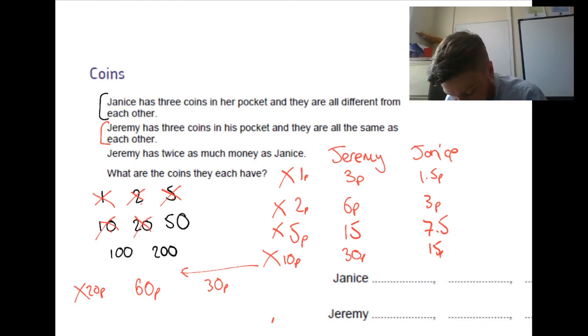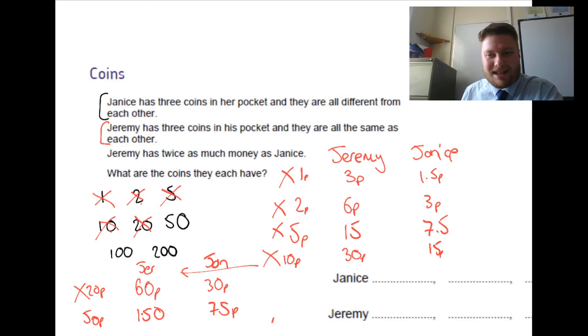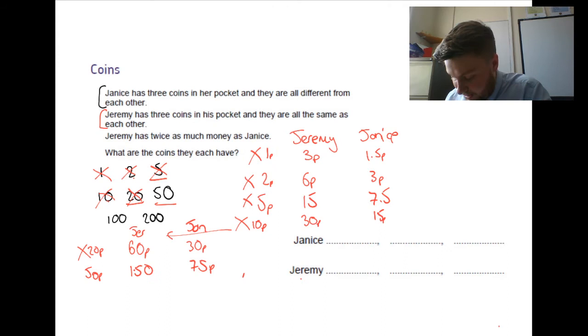Let's have a look at 50. So if we started with 50 pence, Jeremy is going to have £1.50. That means Janice is going to have 75 pence. Is it possible to make 75 pence? Yes, it is. We could have the 50 pence, the 20 pence, and the 5 pence. 50 and 20 is 70, plus the 5 is 75. That works. And so actually, that is our final answer. Janice has got a 5 pence, a 20 pence, and a 50 pence.